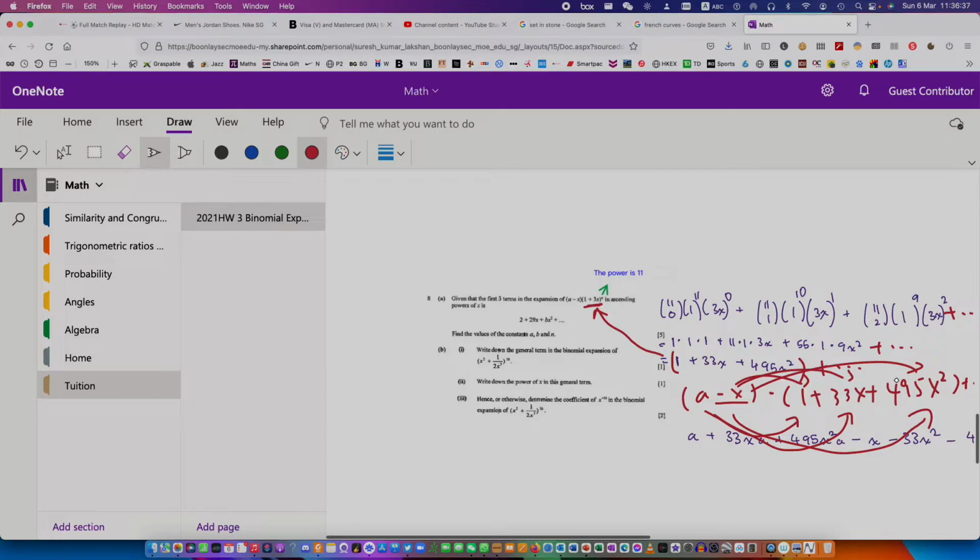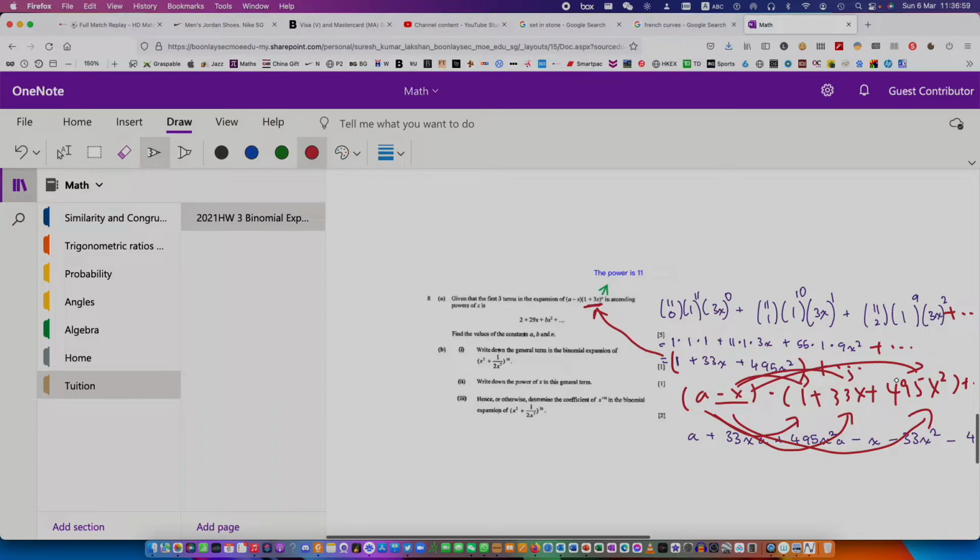So your constant term is A. No, this is the x to the power of 2 term. But everything is different. No, A is the constant term. Yeah, just underline that first.